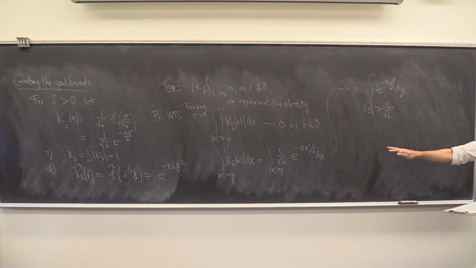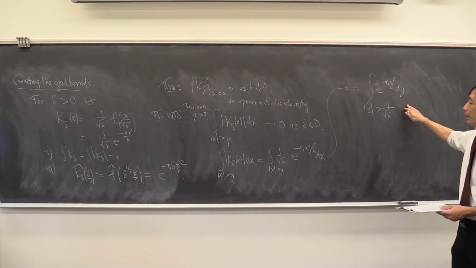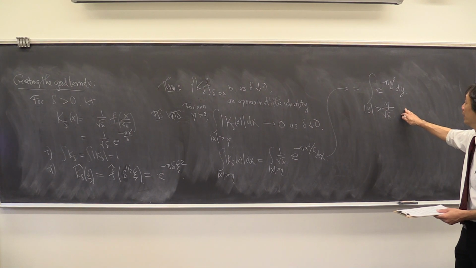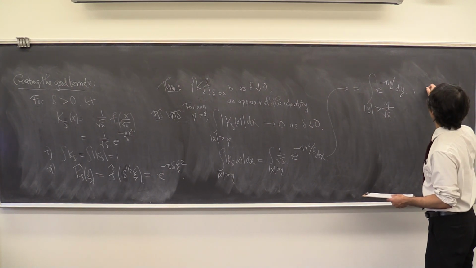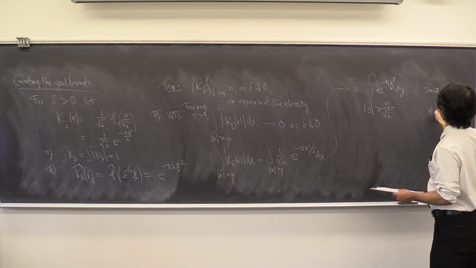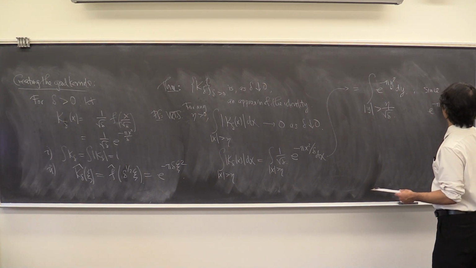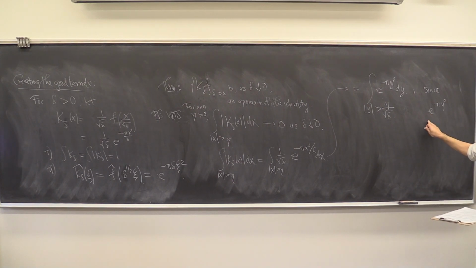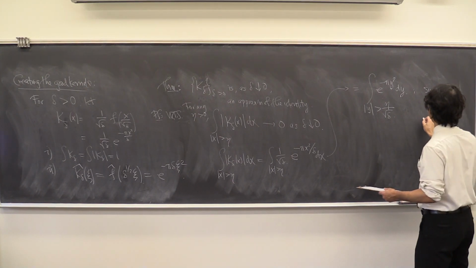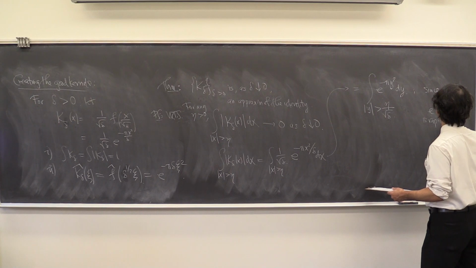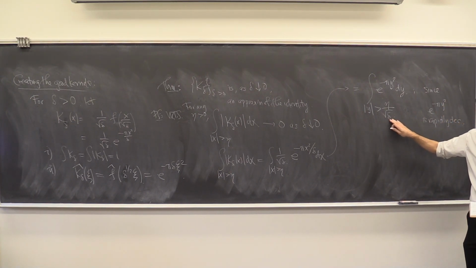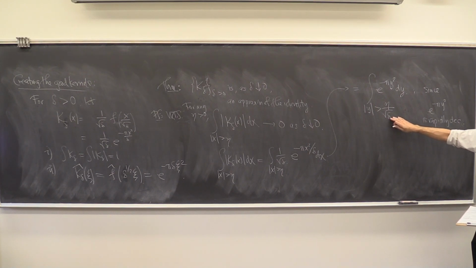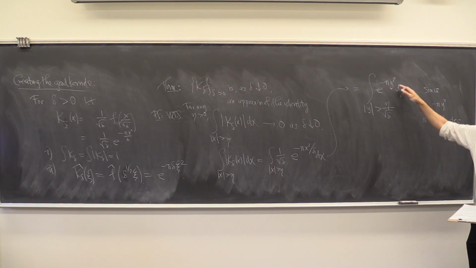So we just do a change of variable on it, right? And then since the Gaussian is rapidly decreasing, of course, as delta goes to 0, this is going to go to 0.